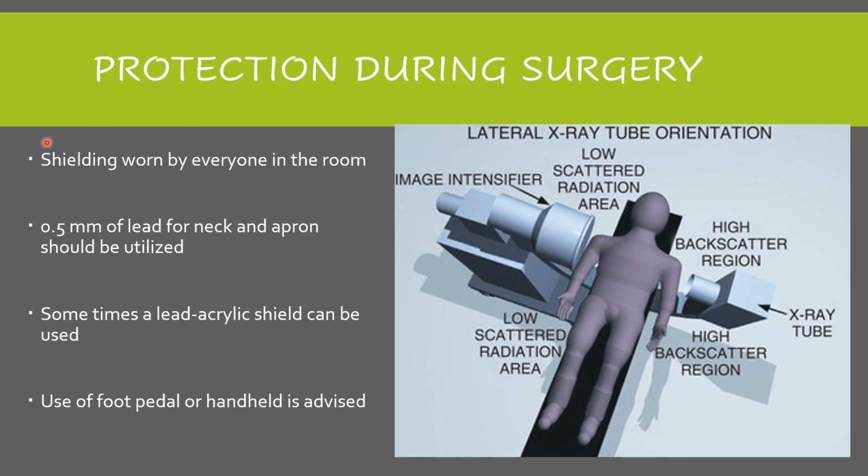Protection during surgery. Shielding worn by everyone in the room. 0.5 millimeters of lead for neck and apron should be used. Sometimes a lead acrylic portable shield can be used for surgeons to stand behind, or vendors. Use of foot pedal or handheld is advised. The image intensifier here usually has lead in there as well, so that acts as a barrier. X-ray tube shoots across here. There's high backscatter from this area here, low scatter on this side here.